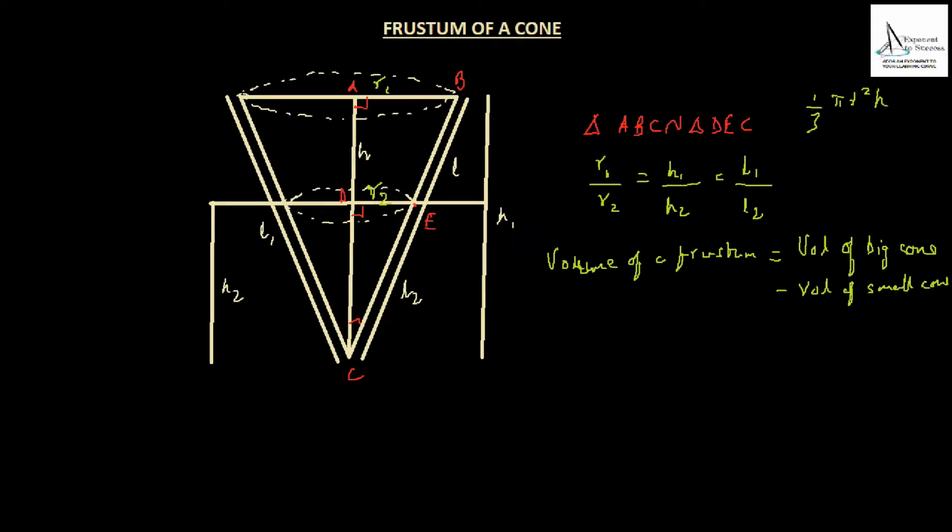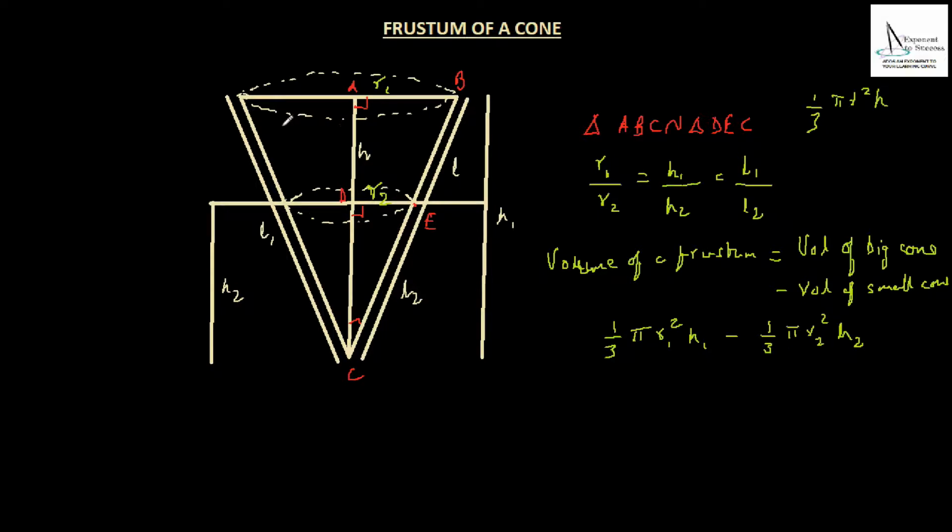And if you haven't seen the video on the volume of a cone also, let me link it in the top right corner of the screen again, and you can have a look at that. So the volume of the bigger cone is going to be 1 by 3 pi r. Now the radius of the bigger cone is going to be r1, so it's r1 square times the height of the bigger cone, which is h1, minus the volume of the smaller cone, so that's going to be 1 by 3 times pi. Radius of the smaller cone is r2, so r2 square, and height of the smaller cone is h2.